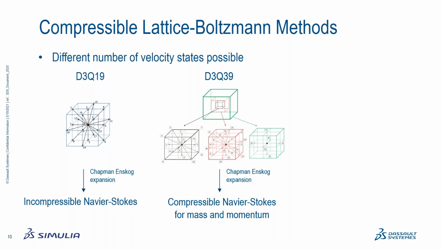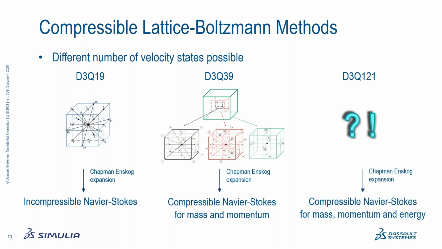But if you remember, for a truly compressible flow, we would also need the energy equation. And that one could be achieved by a model, for example, that is the D3Q121, for which I do not have a sketch here. But you can imagine how many lattices this would need to recover 121 states. And by using the 121 states and the Chapman-Enskog expansion, we would be able to recover the compressible Navier-Stokes equation and conserve mass, momentum, and energy.